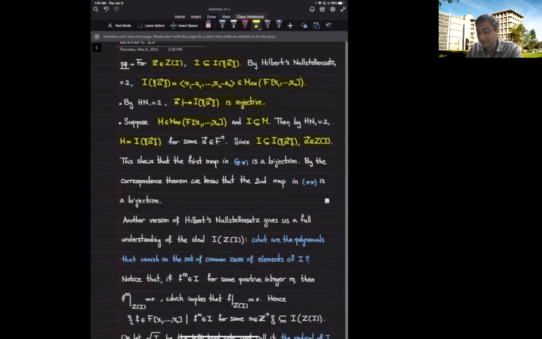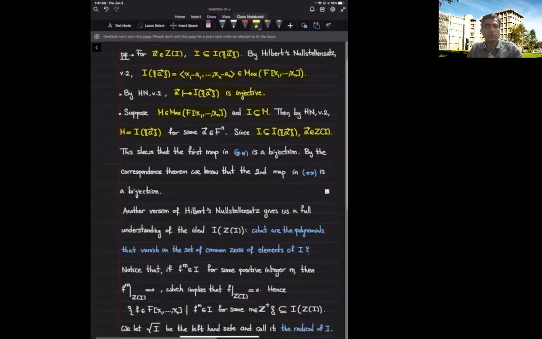So altogether, we are getting that every maximal ideal that contains I is of the form I of a point that's a common zero of all the polynomials of I, which shows that the map that we are given is indeed surjective. So it is surjective, it is injective, and that implies that it is a bijection.